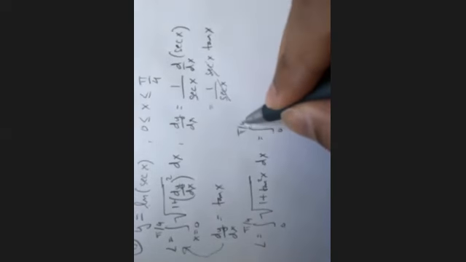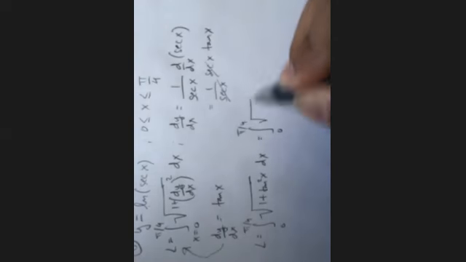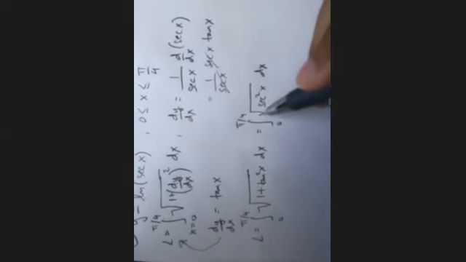now if you remember your trig identity, 1 plus tan squared x is secant squared x. So again, inside this radical sign, we have a perfect square. So here you should remember what's the antiderivative of secant x.